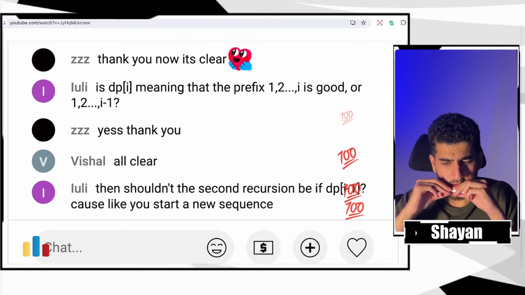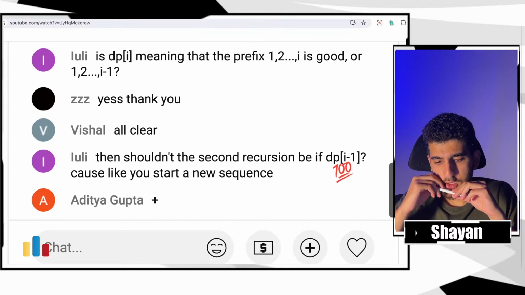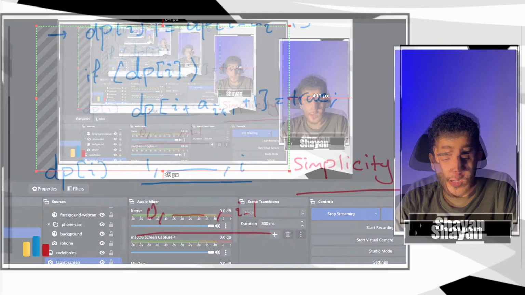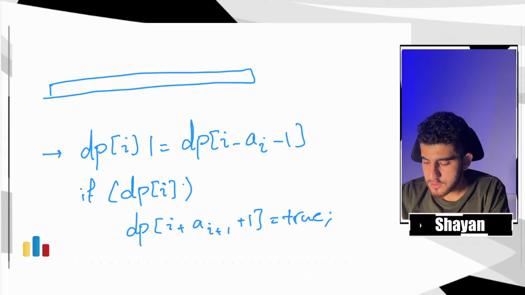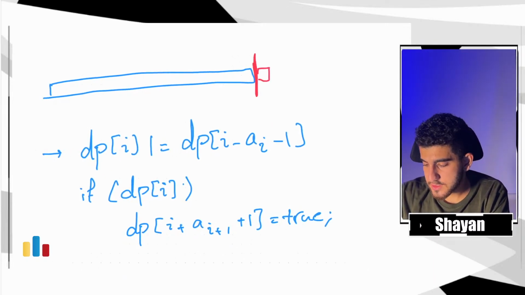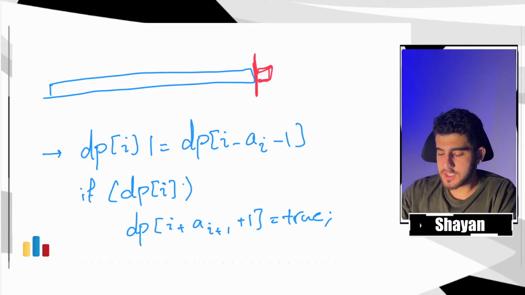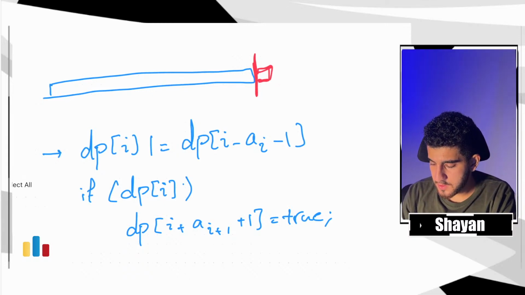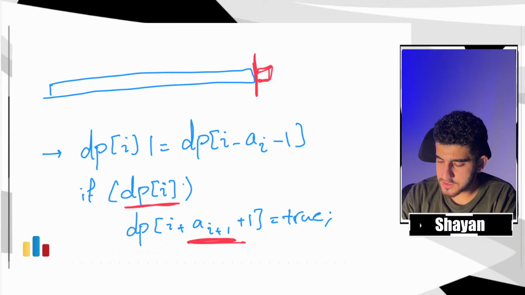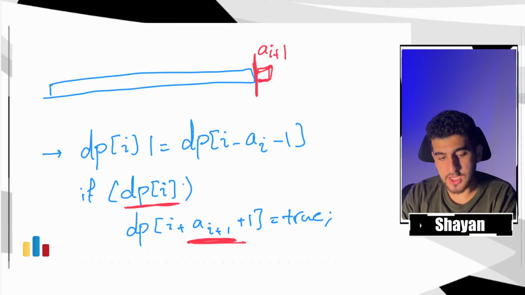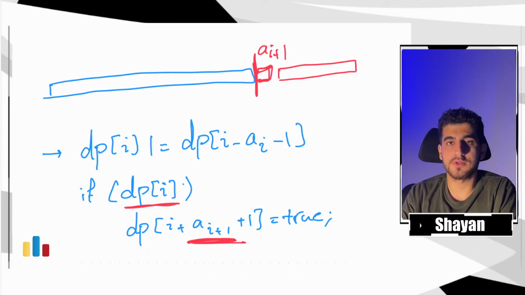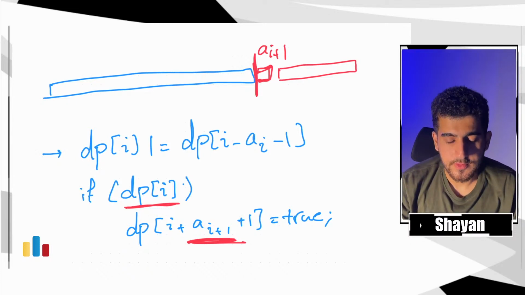Second recursion, be if dp of I minus 1. In the second case, I'm just considering that if dp of I is true, I'm considering the case that another sequence will be started right after index I. So I'm just assuming that dp of I is true, and I'm considering that I start the next sequence from I plus 1. So a sub I plus 1 is the size of the next sequence, and then I have a sub I plus 1 elements. Okay, awesome.